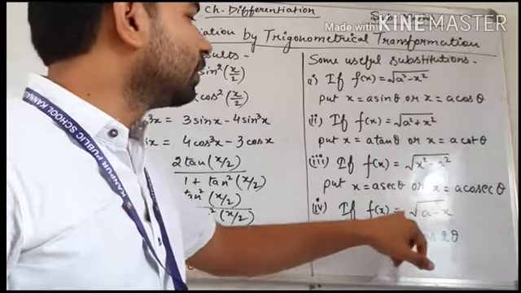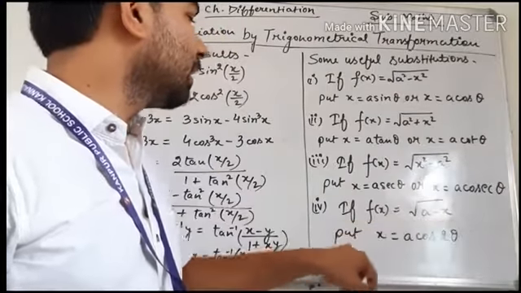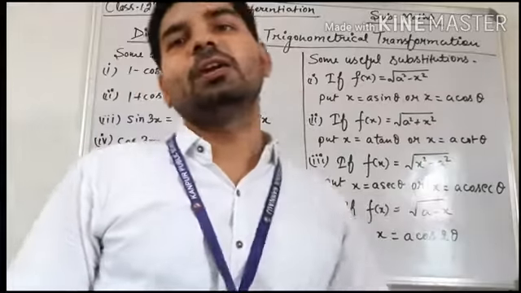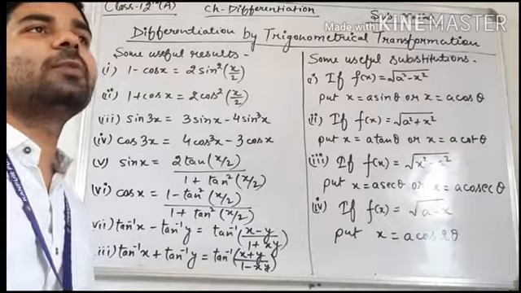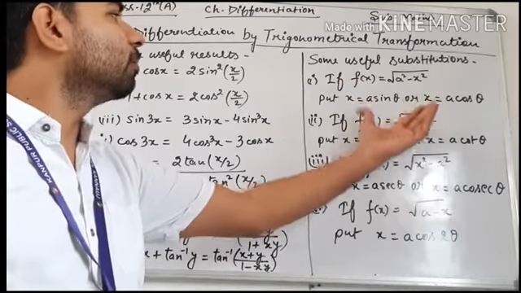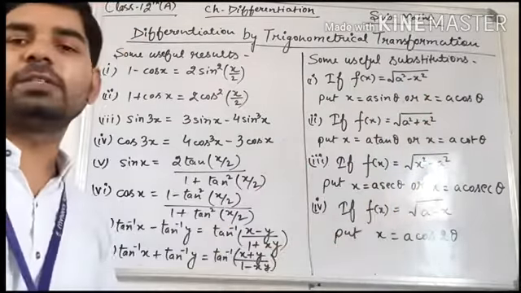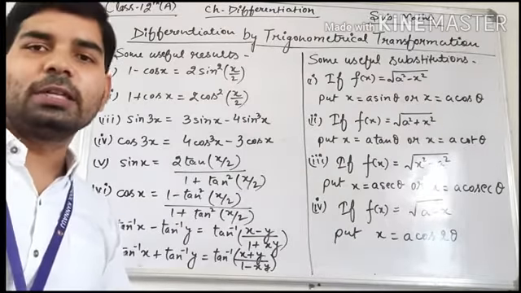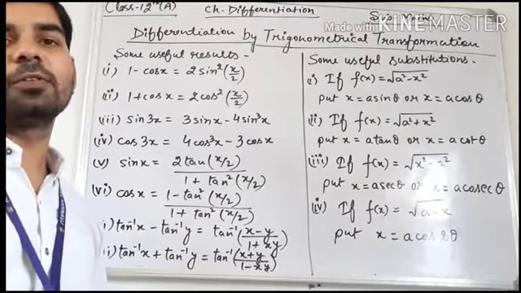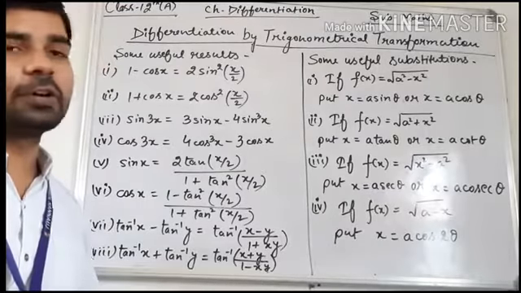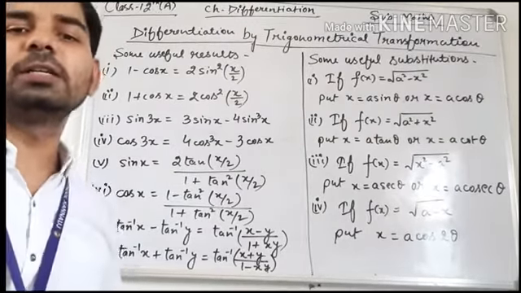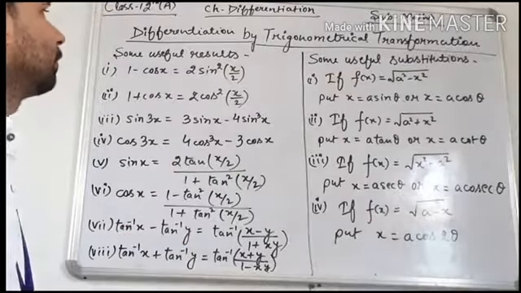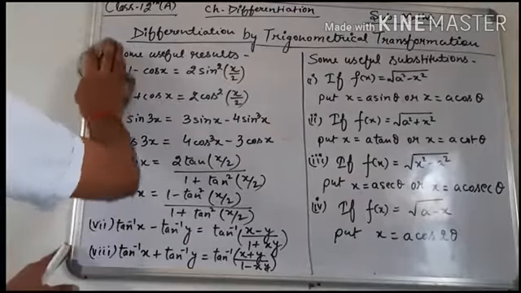Last is, if your function is of the type under root a minus x, then you have to put x equal a cos 2 theta. So these are the substitutions which you have to use in these forms of functions to differentiate them. Now let's see some examples of differentiation of trigonometric functions by trigonometrical transformations. I have sent you the PDF of these results and substitutions.